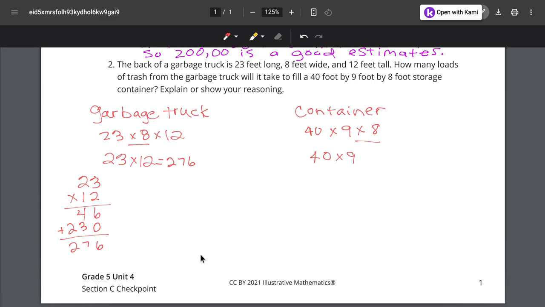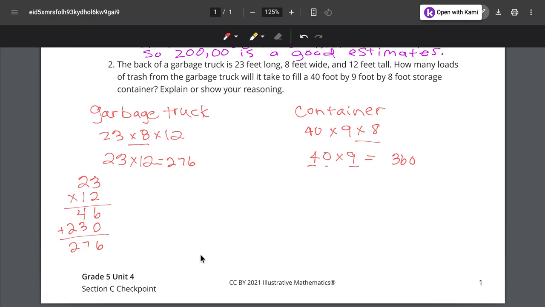Now again, that's a number that is part of those dimensions of the garbage truck, but it helps me to have an easy comparison between the two. Now for this, I can think about 4 times 9, which is going to be 36, and then that extra 0 outside the basic fact. Now here's the thing. Since I know that one load of the garbage truck, 276, is not going to fill the container, 360, I'm actually going to need 2 garbage truck loads to fill the container, right?